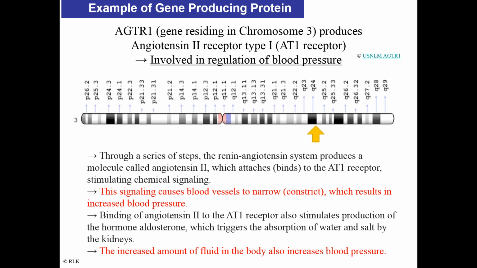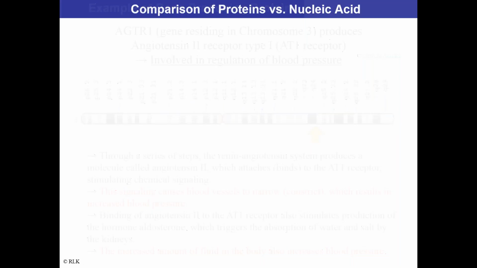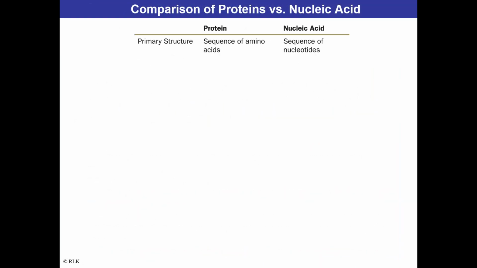So you would think that with the vessels constricting and with the higher absorption of water and salt within the kidneys, that might increase blood pressure. And in fact it does. So what can this gene analysis do? Well, it can detect that there's any kind of abnormalities in that gene sequence, which would give rise to this. So that's one example.